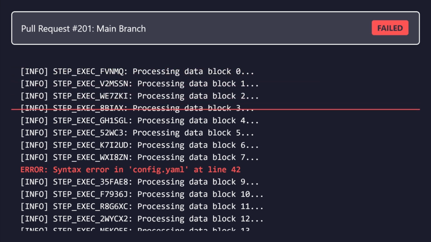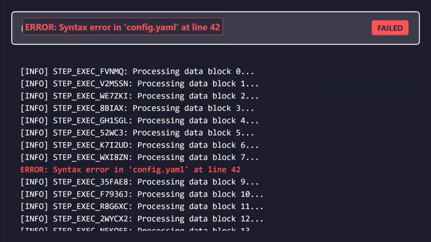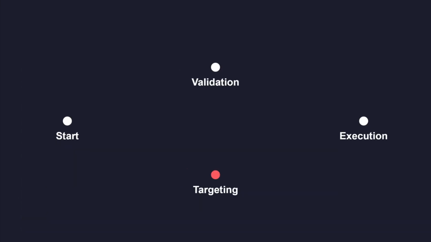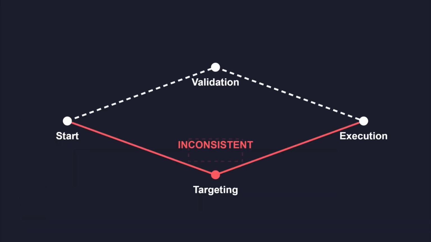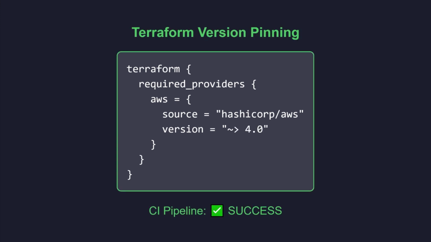When a plan fails, your automation should extract the error message and highlight it at the top of the pull request. This saves developers from digging through thousands of lines of logs to find a syntax error. Avoid using the target flag in automated plan checks. Targeting can leave your state in an inconsistent shell and often masks underlying issues that would only be caught during a full plan execution.